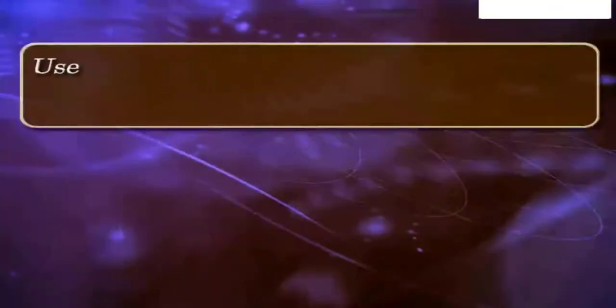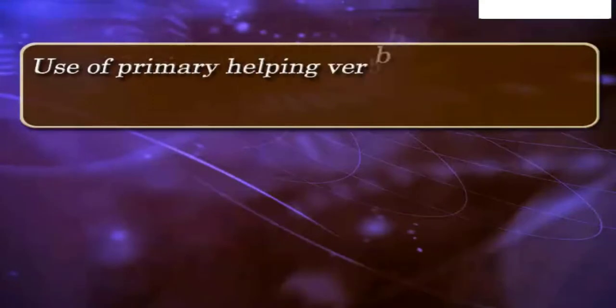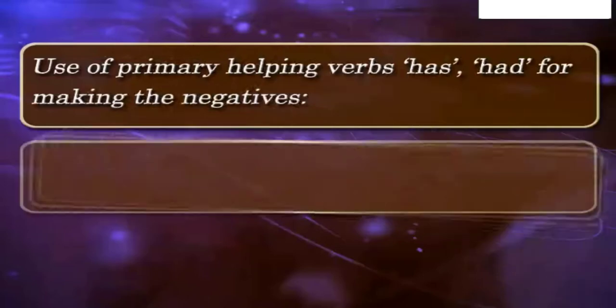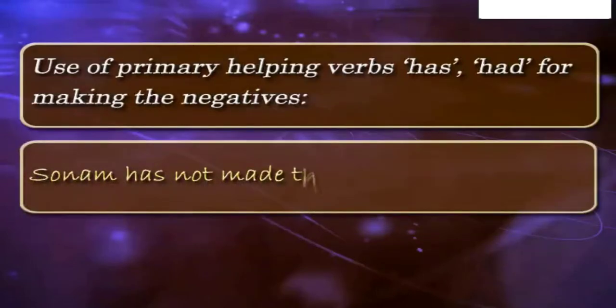Similarly, let us learn about the use of primary helping verbs has, had for making negatives through sentences. Sonam has not made the food. Here, has not is helping the main verb made and is converting the sentence into a negative.